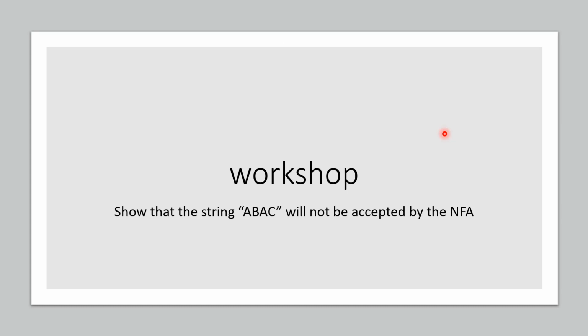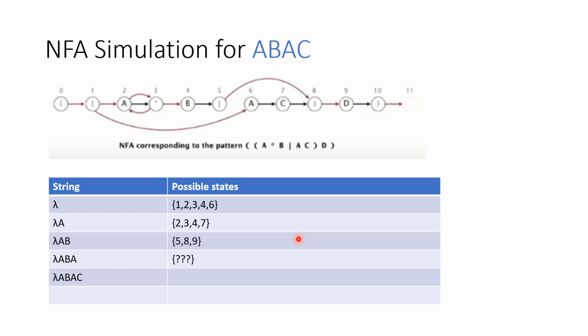The same way, let's suppose that we want to show that ABAC will not be accepted by the NFA. So let's do the same thing. It's the same as before. After reading the empty string, these are the possible states. They don't change. After reading A, these are the possible states. They are the same as before. Now we are reading a B. So if you're in one of these states, like for example, if you're in 4, you read a B, you go to 5. If you go to 5, you can go to 8 and 9. So you can be in 5, 8, and 9, right? So those are the things that you can be in.